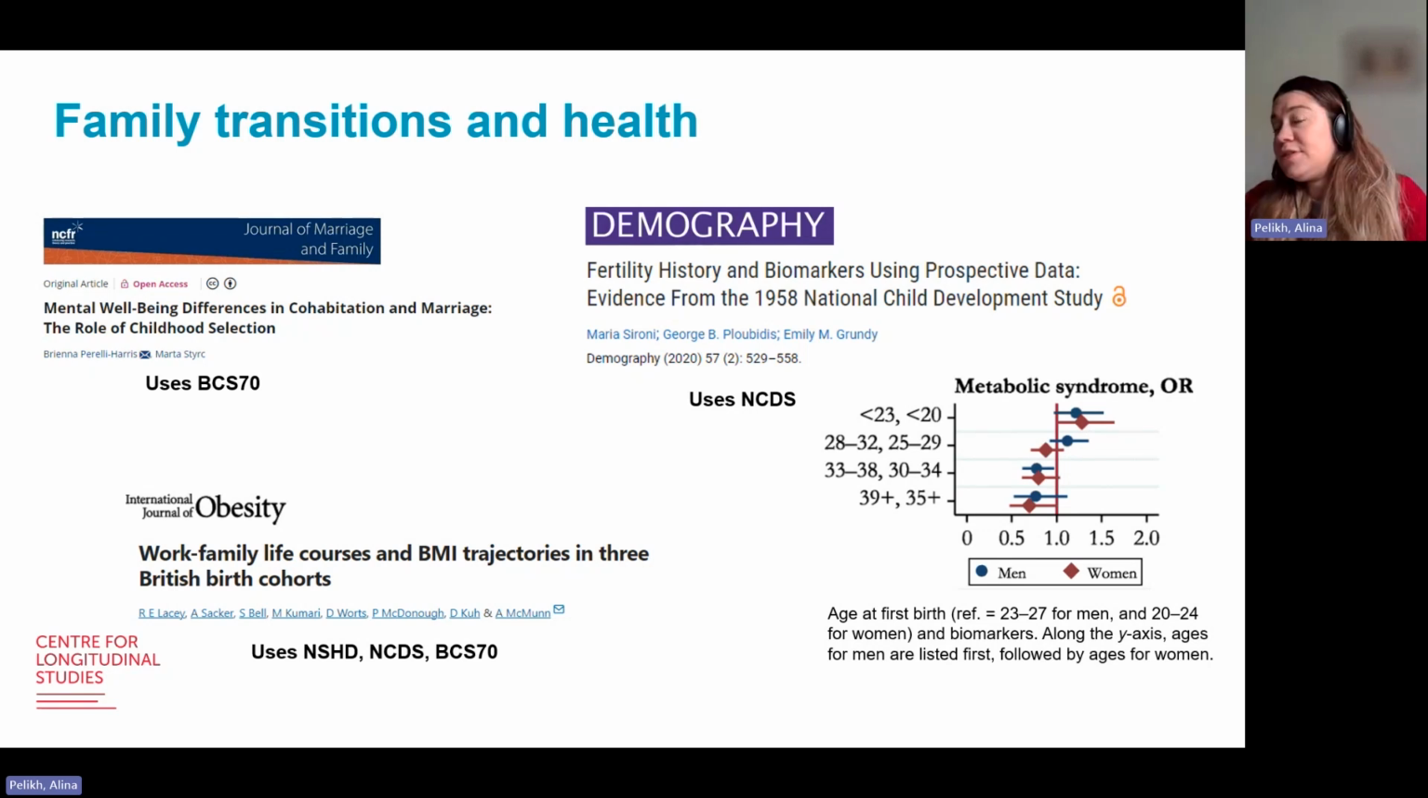So the graph that you see is just an example of whether age at first birth among men and women is associated with metabolic syndrome. And this is just an example. You can read the paper if you're interested in more.